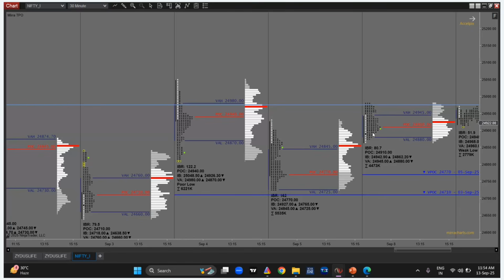Yesterday's crude trade was one, where the value area of the previous day was higher. Bulls took charge after some time, and they went and tested the previous day's POC. Okay.